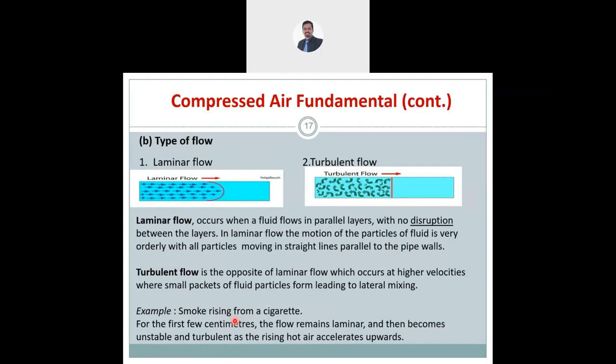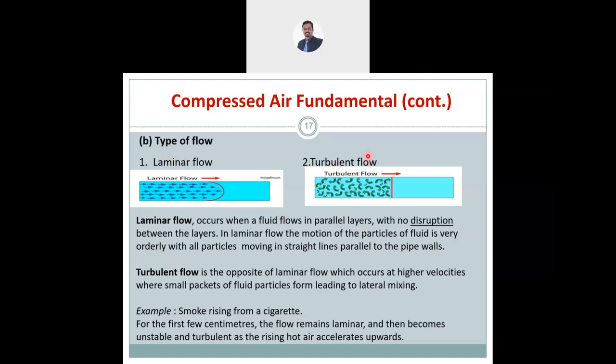Here's the type of flow. You already know what laminar and turbulent are. Laminar means parallel layers. The fluid flows in one direction, so there is no disruption between layers. It's only moving in one direction, like in the picture, from left to right. When the flow is uniform and in parallel layers, we consider it laminar flow, meaning very smooth flow. So laminar means very smooth.